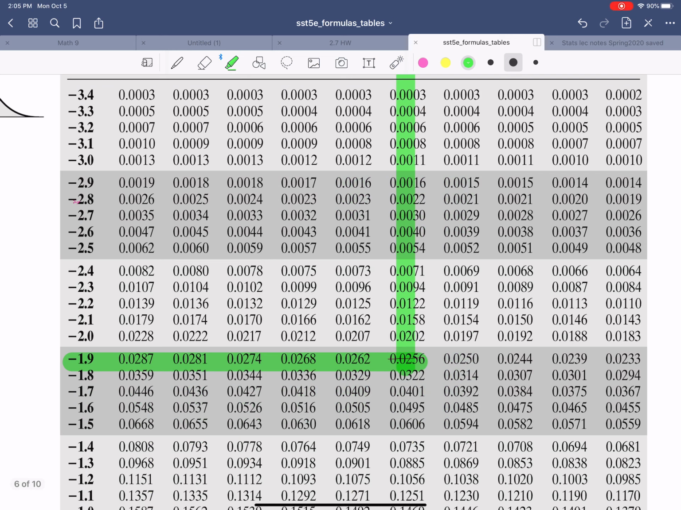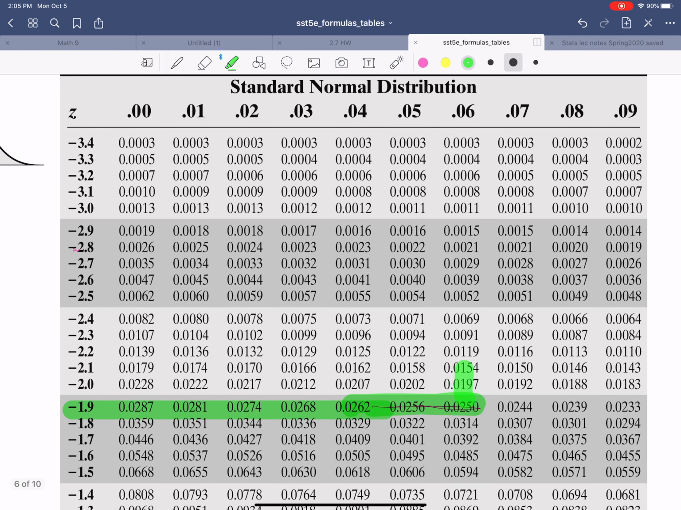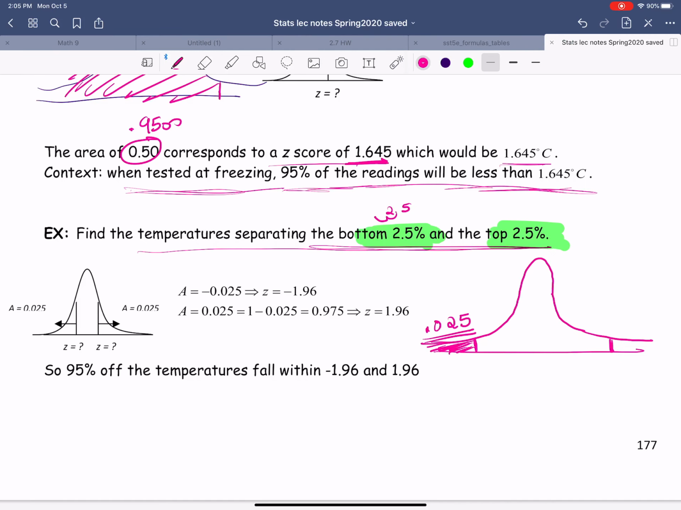Actually, that's not very accurate because look at the next one. There I have exactly 0.025. So my z-score turns out to be negative 1.96. Negative 1.96 is my z-score. So let's go back: negative 1.96 is the z-score here. I can just make the z-score positive because I know that the normal distribution is symmetric. So if it's got 0.025 here to the left, the 1.96 z-score will have 0.025 area to the right.